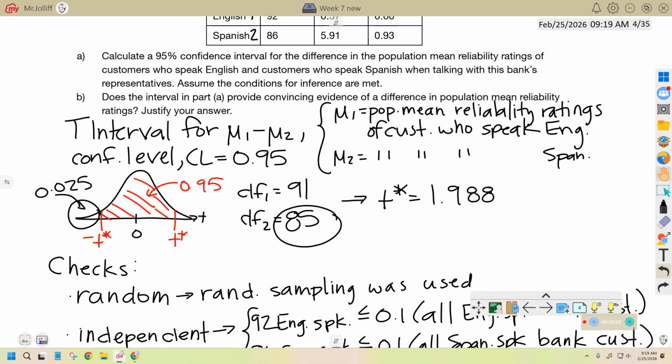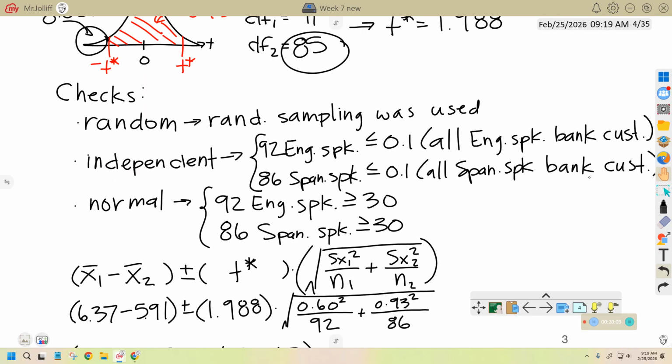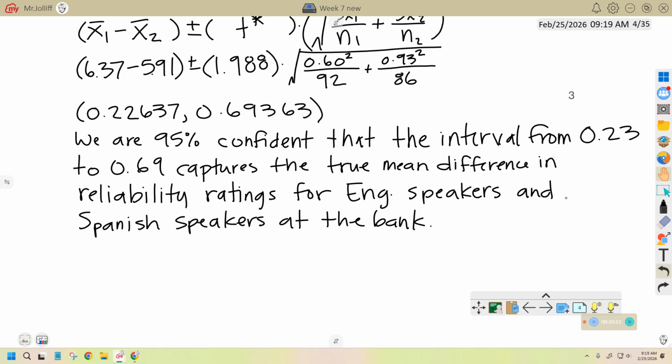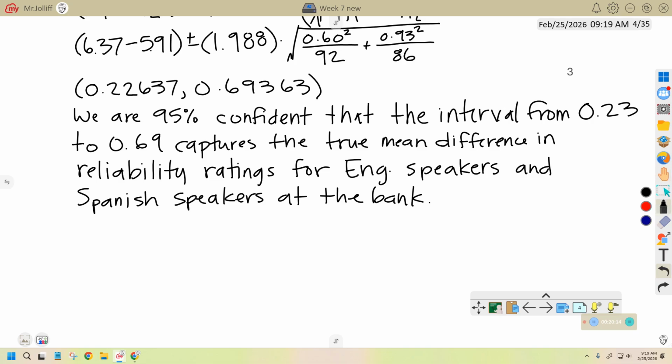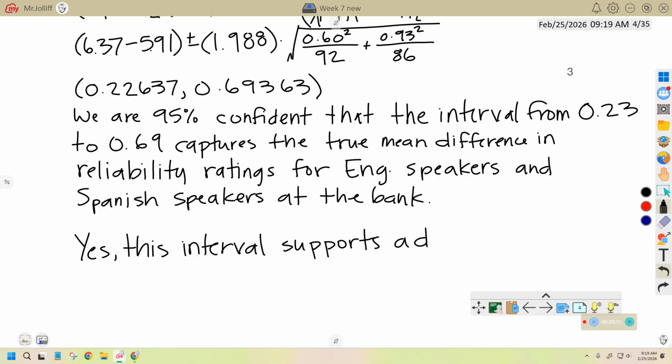Some of us are abstaining. Those of us who are voting yes, I am inclined to agree. So I'm going to scroll back down. So my answer would be: yes, this interval supports a difference in ratings.